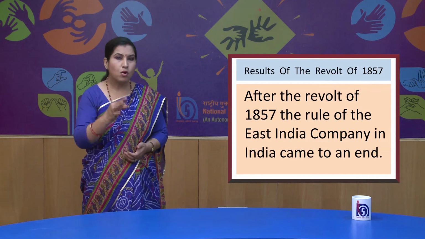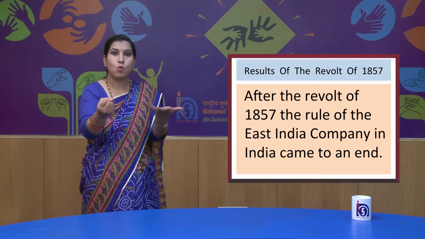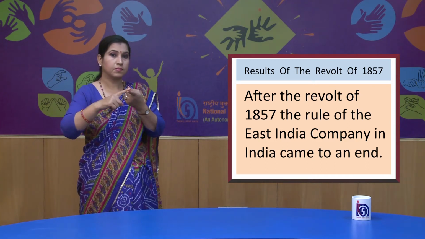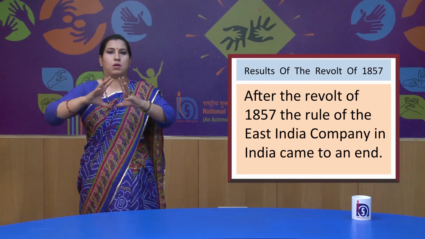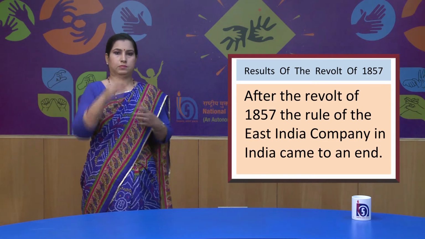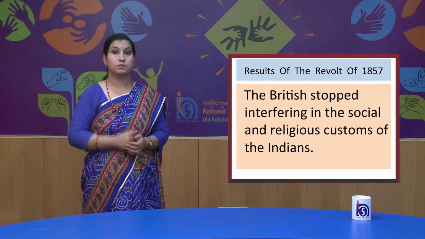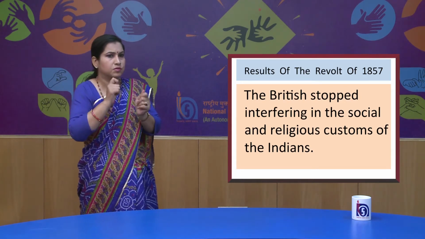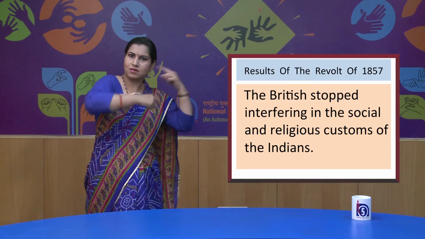The most important result of the revolt of the year 1857 was the end of the rule of the East India Company in India. The second result was that the British policy towards the Indian people also changed, as they stopped interfering in the social and religious customs of the Indians.